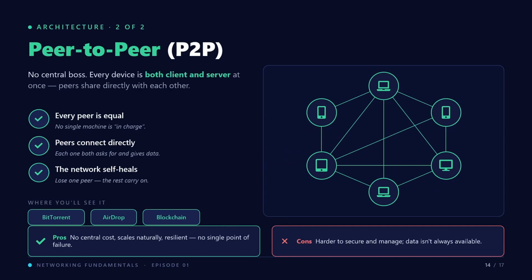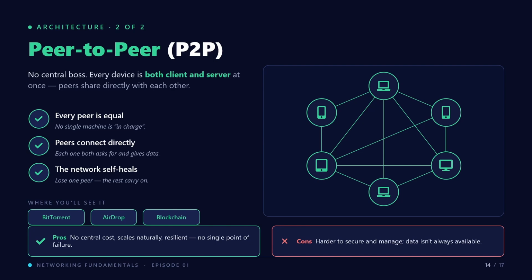Now, flip it completely. Peer-to-peer, or P2P. Yes, there is no central boss. Instead, every device is both a client and a server at the same time. We call them peers, and they share directly with each other. Look at the diagram: there is no center. Everyone is connected to everyone.